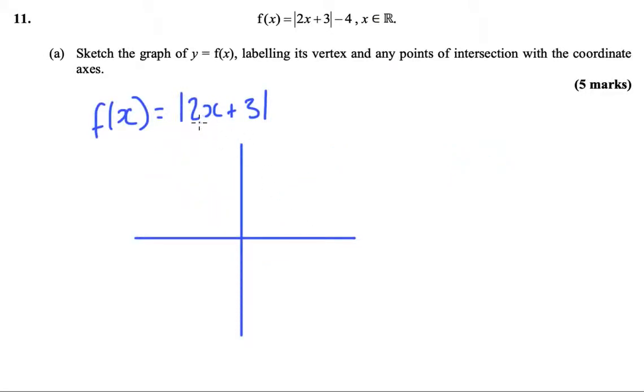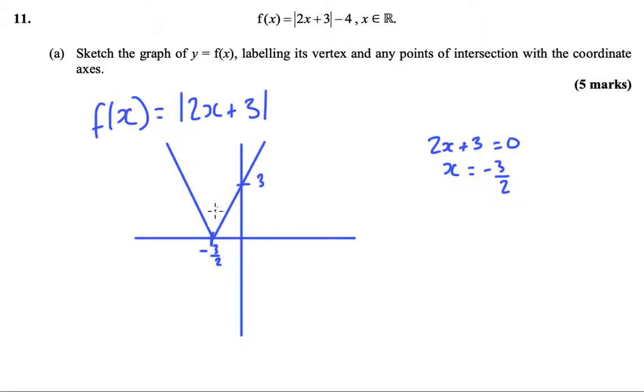So f of x equals 2x plus 3 without the mod will be a straight line graph with a gradient of 2 and a y-intercept of 3. So that's going to look something like that, but rather than us drawing that, we're going to have to flip it up here. So something like that, where that intercept will be 3 for just 2x plus 3, and this will hit the x-axis when it's equal to 0, so that's going to be at minus 3 over 2. So that's that point there.